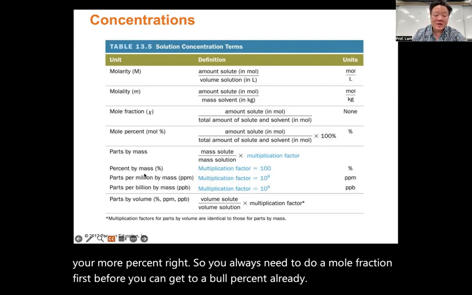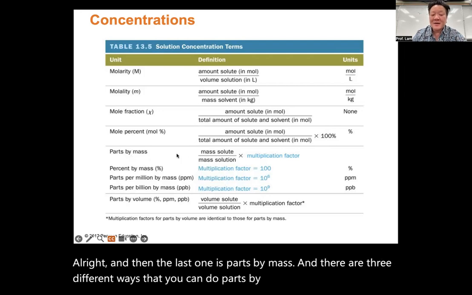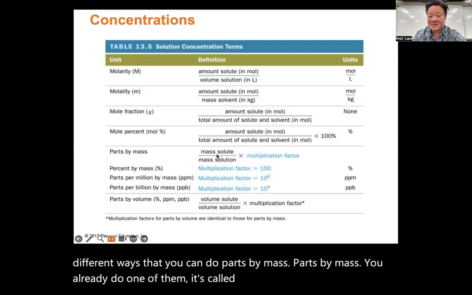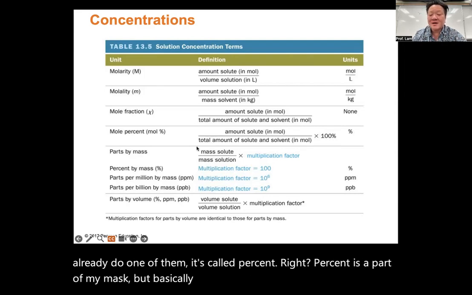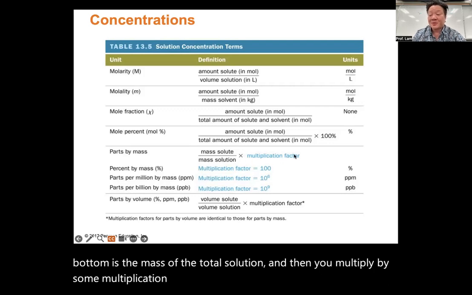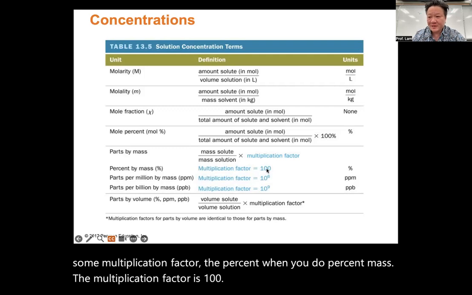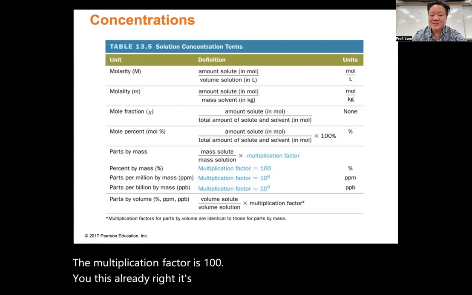All right, and then the last one is parts by mass. And there are three different ways that you can do parts by mass. Parts by mass, you already do one of them. It's called percent, right? Percent is a parts by mass. But basically on top is the mass of the solute. On bottom is the mass of the total solution. And then you multiply by some multiplication factor. The percent, when you do percent mass, the multiplication factor is 100. You know this already, right? It's just these bottom two are new.